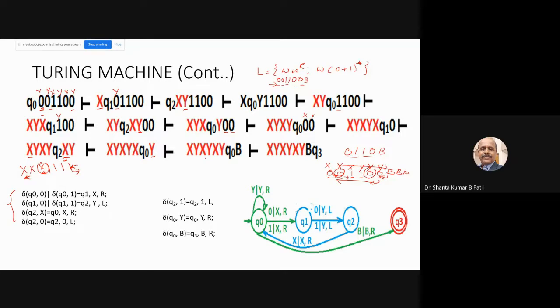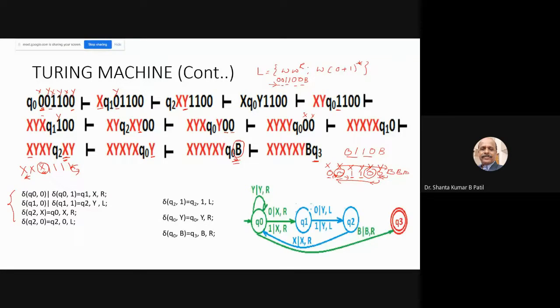Y is a tape symbol. Continuously, it moves toward the right side. Whenever it comes across the blank symbol, it needs to change into the halt state. Hence, Q0 is now going to change to Q3. According to these IDs, I developed the transition functions: Q0 on 0, so either Q0 on 0 or Q0 on 1.